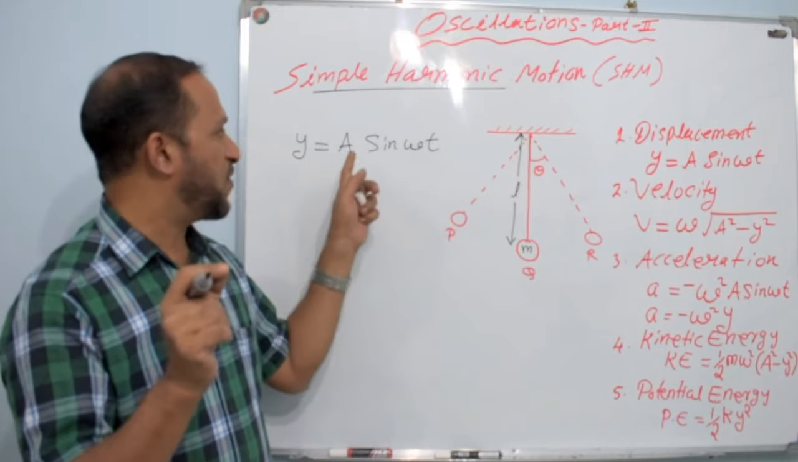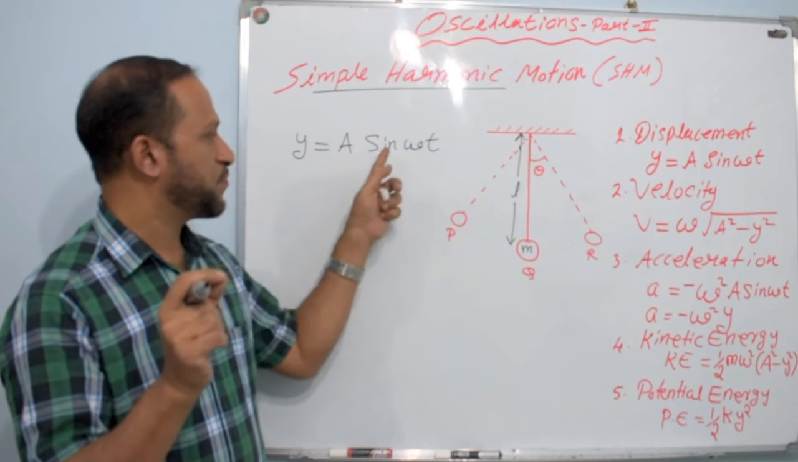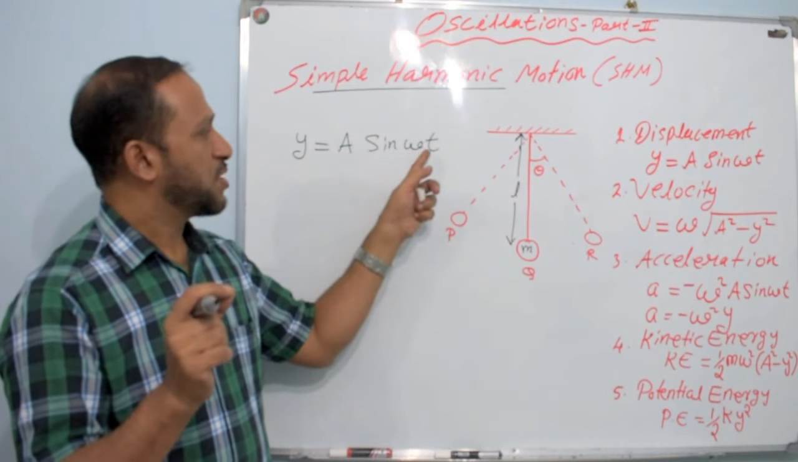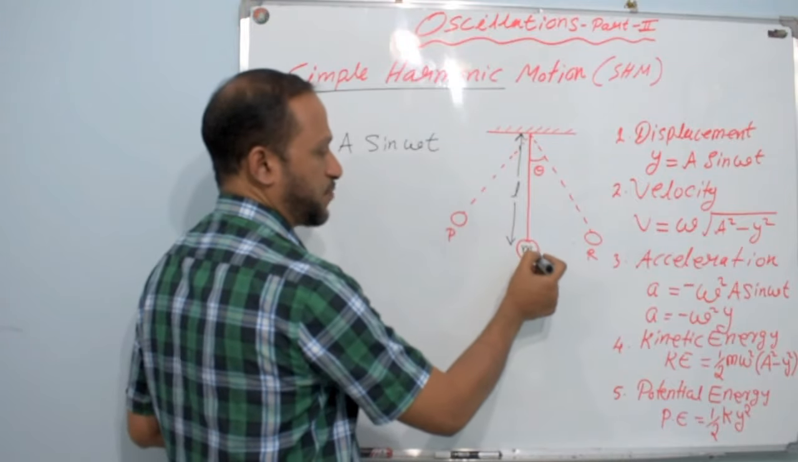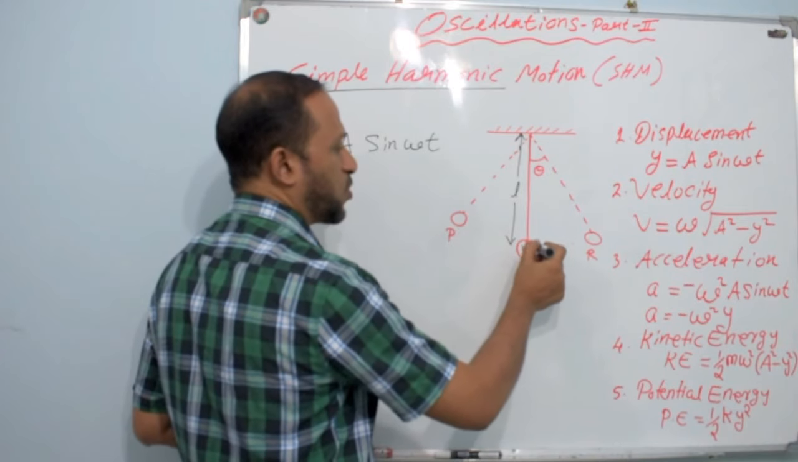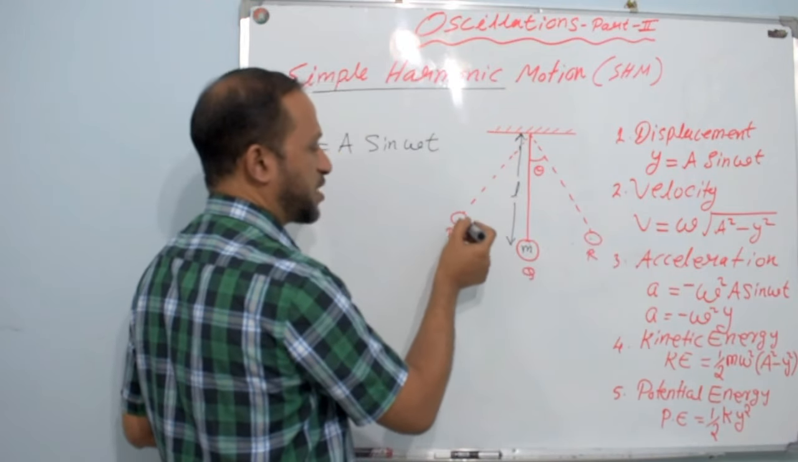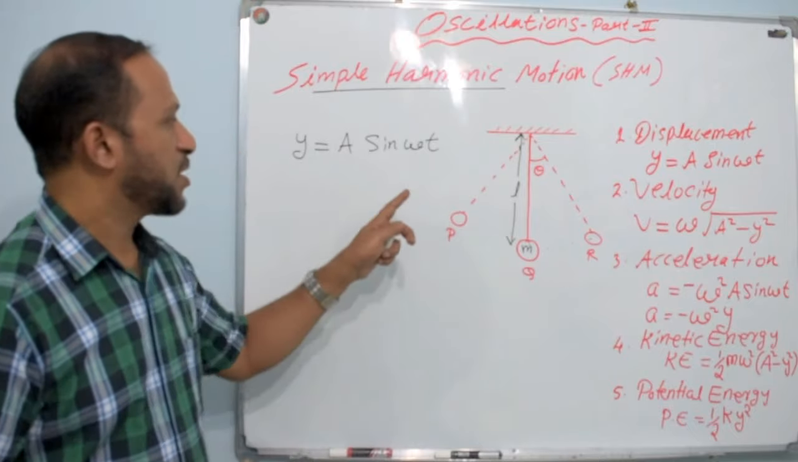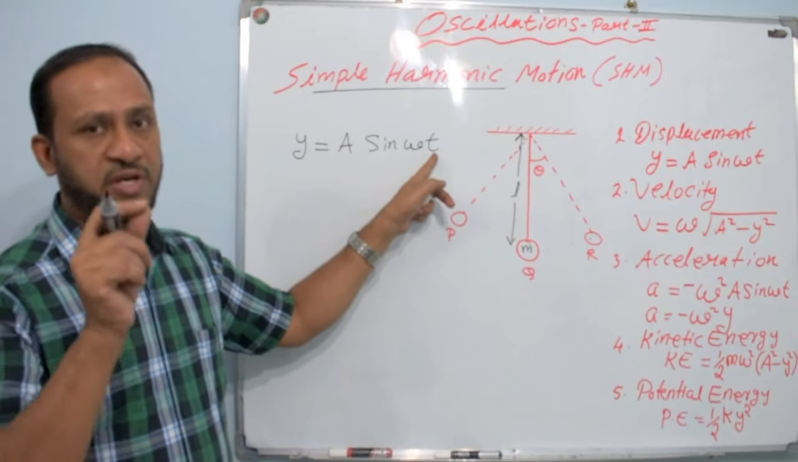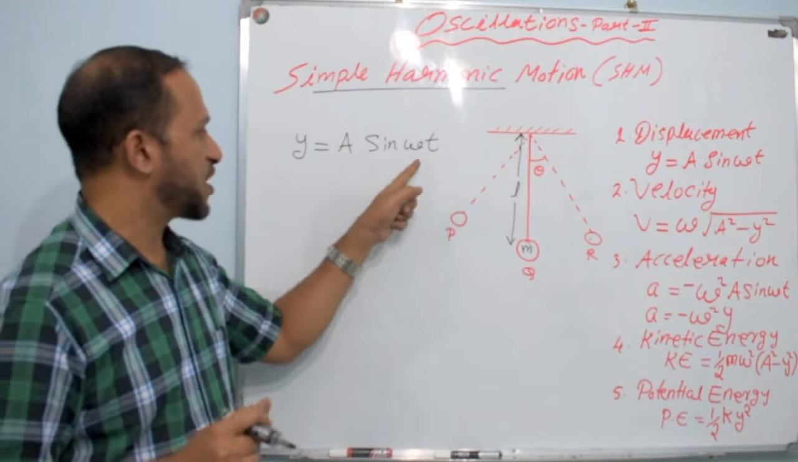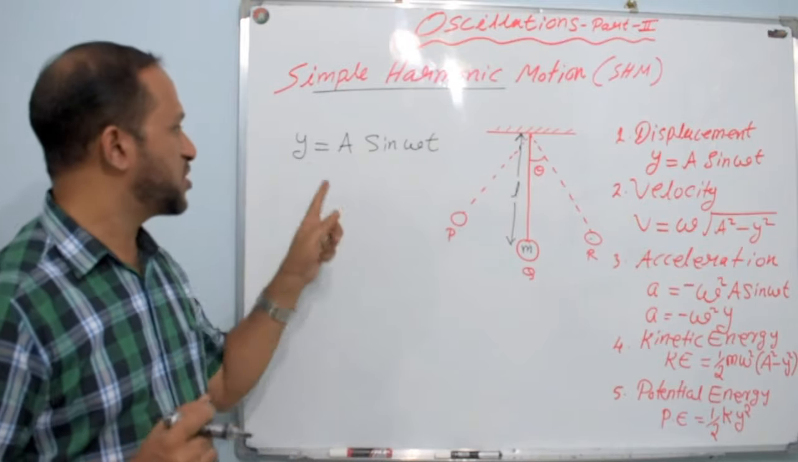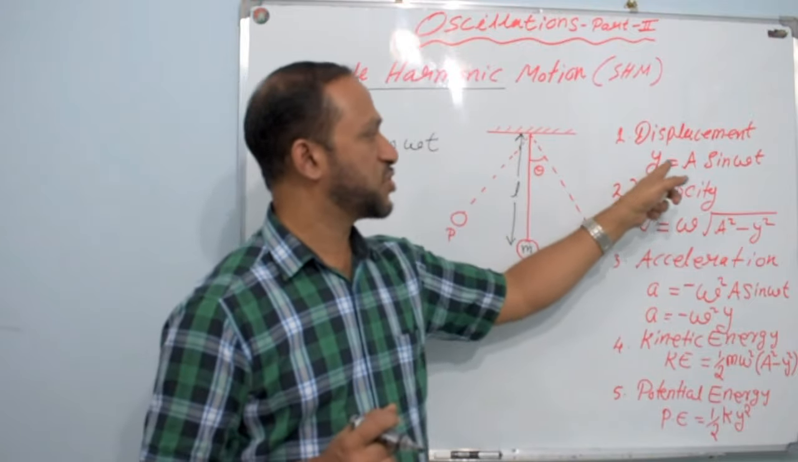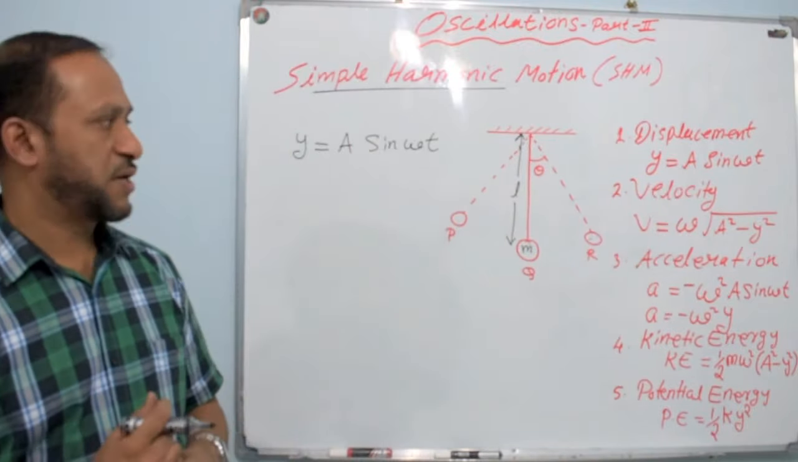So if you apply the values of the constants, the amplitude and angular frequency, then at any instant of time we can locate the position of the bob, whether it is at the mean position, the extreme position here, or the opposite side extreme position. That can be obtained by applying the value of time. So at any instant of time, we can obtain y, the position of the bob on either side, from the equation y equal to a sin omega t. So this equation represents the displacement equation of the simple harmonic oscillator.